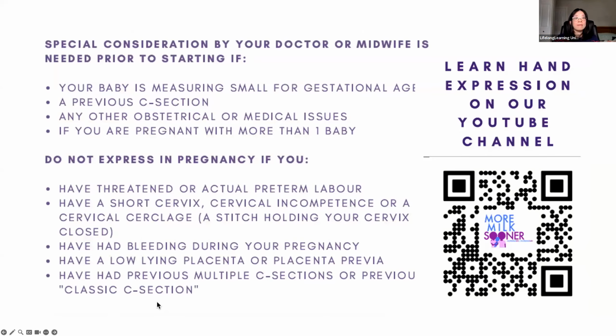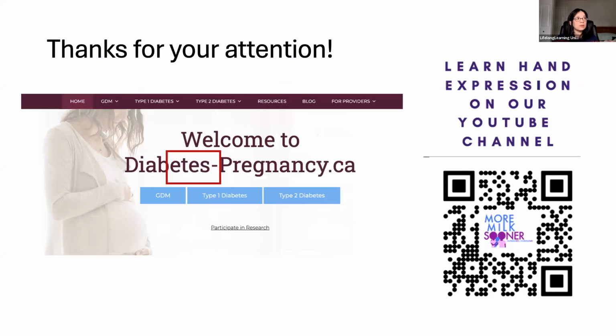There are reasons why people should not do prenatal colostrum expression at 36 weeks. If people have threatened or preterm labor, a short cervix, placenta previa, or risk of bleeding, these would be reasons why you should not be doing this. But it is always a very good idea to speak with your obstetrician or whoever is helping you deliver, your midwife, to talk about whether you are a good candidate for prenatal colostrum expression.